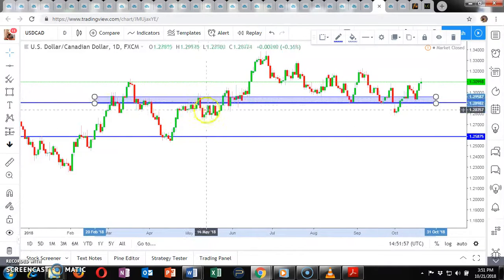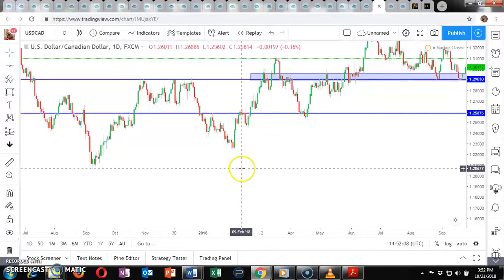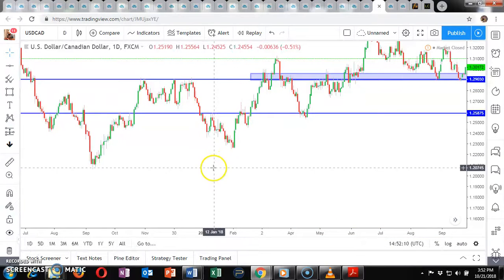It couldn't break through. It pushed until it broke through here, went out, and came back to test this area as a support. And ever since, it has been testing this area as a support. So this is basically how you know your area of resistance and support.